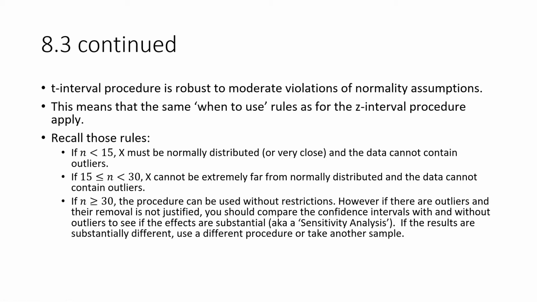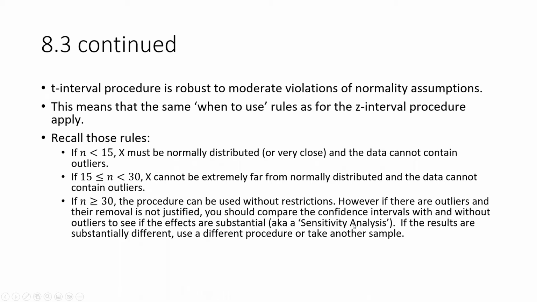And then the third situation is when you have a sample size greater than or equal to 30, where you can pretty much use the procedure regardless of what the underlying distribution looks like. And that's because of the central limit theorem and what the implications of that are on the sampling mean. But if there are outliers, everything can get messed up.